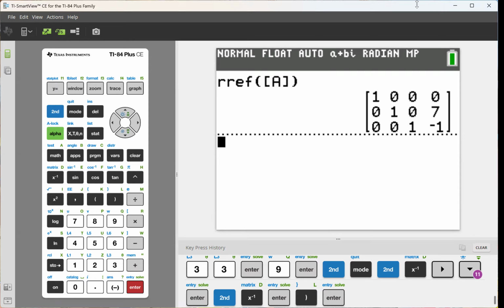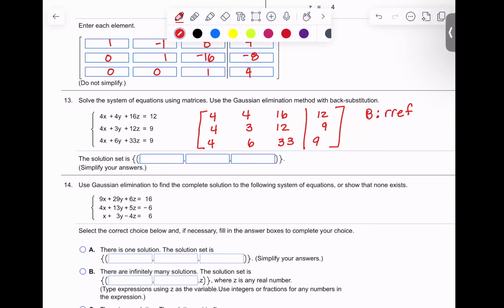So stop sharing here. Okay, so I'm going to put that matrix on my piece of paper. So it was 1, 0, 0, 0, 0, 1, 0, 7, 0, 0, 1, -1. So if my matrix is now in reduced row echelon form, the last column is my solution. So x is 0, y is 7, and z is -1.